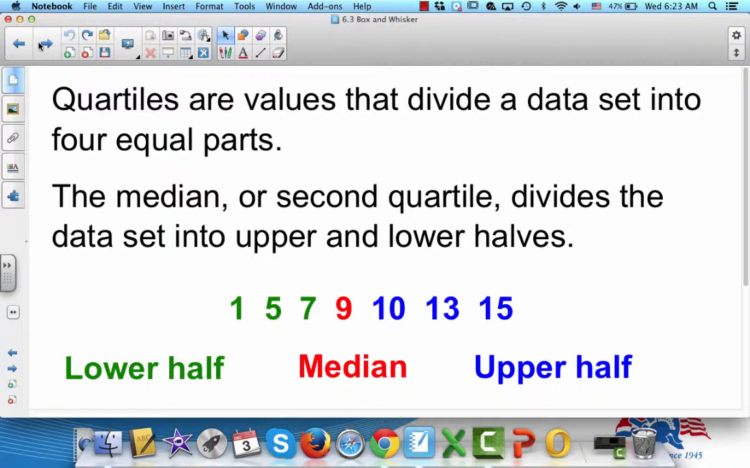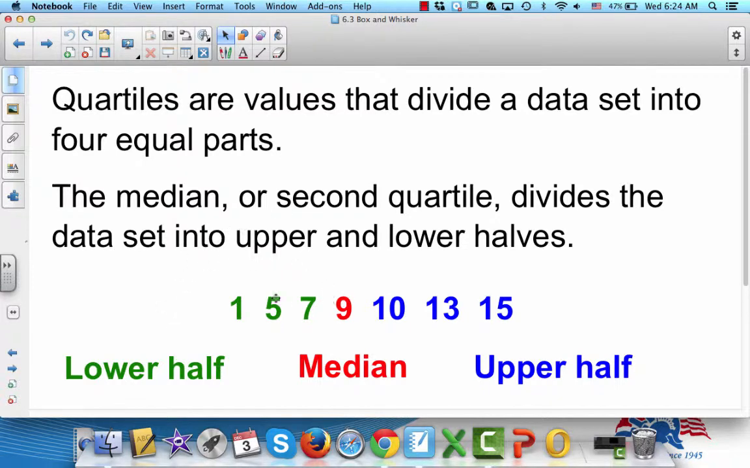The median is what you are familiar with as a measure of central tendency. But the median is how we find the second quartile. And the second quartile divides the data into upper and lower halves. We have to find the median, or the second quartile, first, and that allows us to find the first and the third quartiles. It sounds a little different. Well, it is different, but you have to make sure that you understand. Find the second quartile first, and then find the other two quartiles.